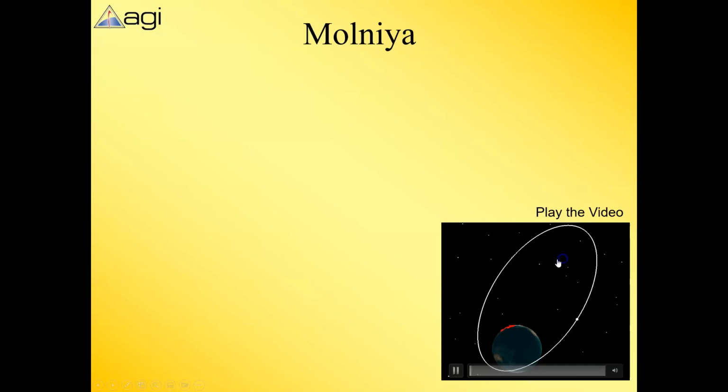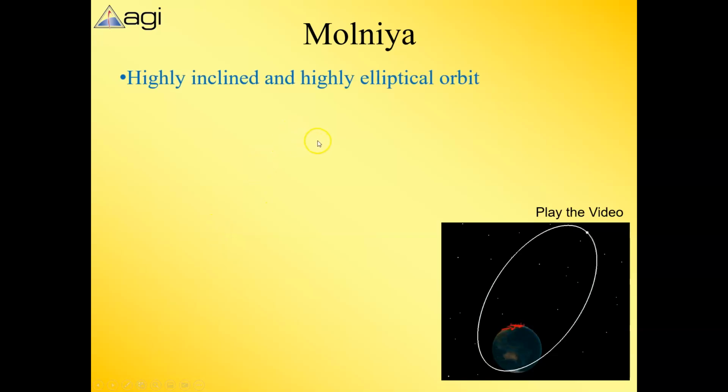And so this is kind of what it looks like, where a satellite will go way out and then it'll drop way down. And you can kind of see when it actually does get a chance to capture some of those land masses there. So it's a highly inclined and highly elliptical orbit.